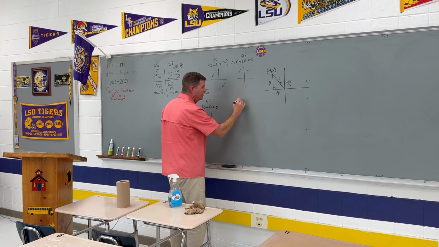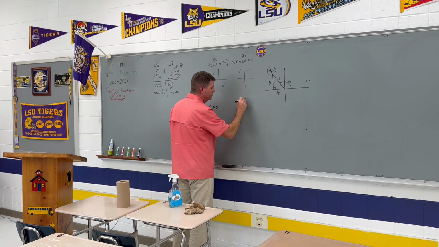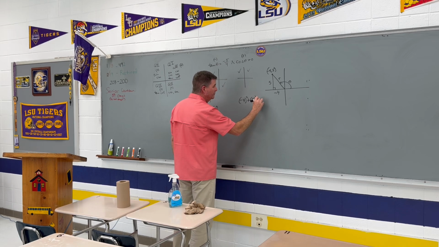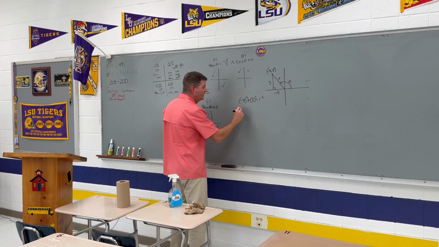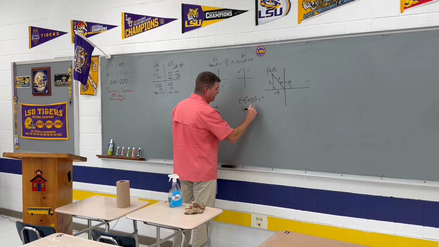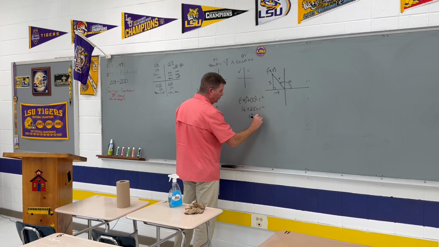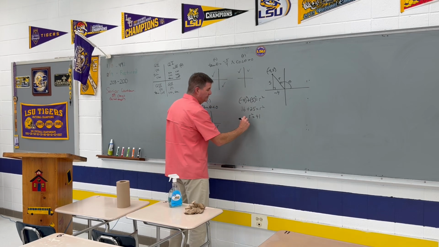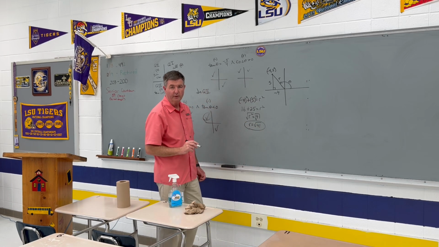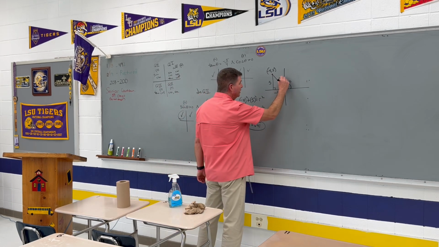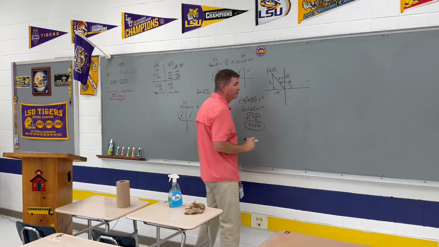And what do we have here? It would be negative 4 squared plus 5 squared equals r squared, or the hypotenuse squared. We have 16 plus 25 equals r squared. R squared is equal to 41. R would be the square root of 41. 41 is a prime number, so it does not break down, so the square root of 41 is what we're going to leave.